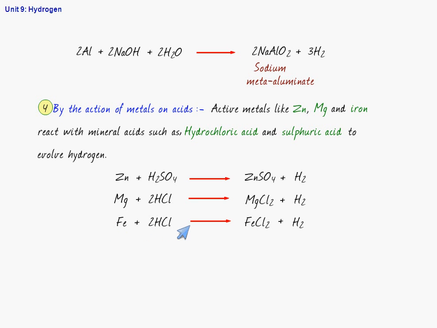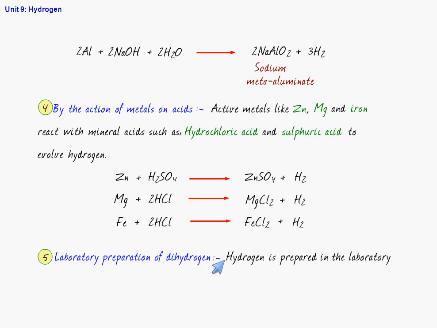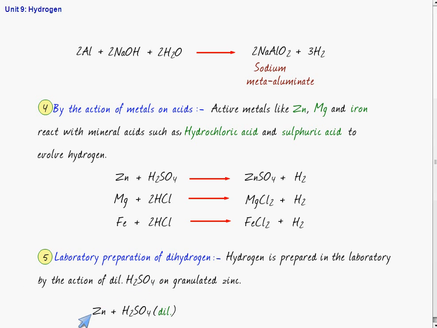So these are some of the general methods of preparation of dihydrogen. Now let us discuss laboratory preparation. This is method number 5, laboratory preparation of dihydrogen. Hydrogen is prepared in the laboratory by the action of dilute H2SO4 on granulated zinc. The reaction is very simple: Zn plus dilute H2SO4 gives ZnSO4 plus H2.